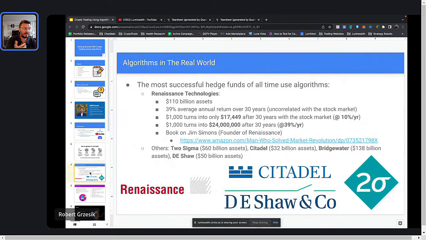But don't take my word for it. There's a lot of companies that make quite a bit of money doing this stuff. A lot of these companies started off in stocks. They also now do crypto as well. But here's a list of a couple of companies that make their living building trading algorithms.